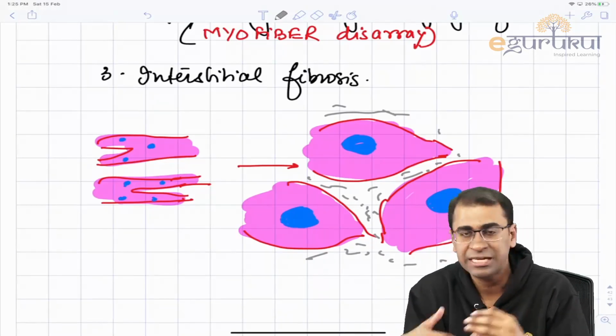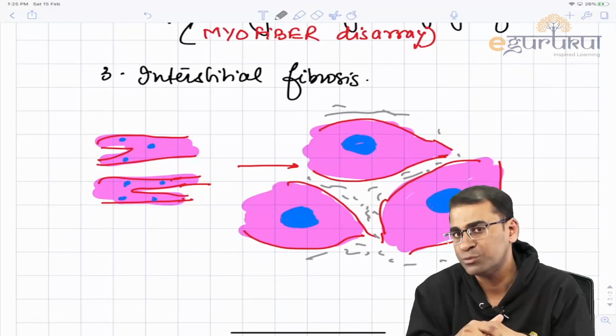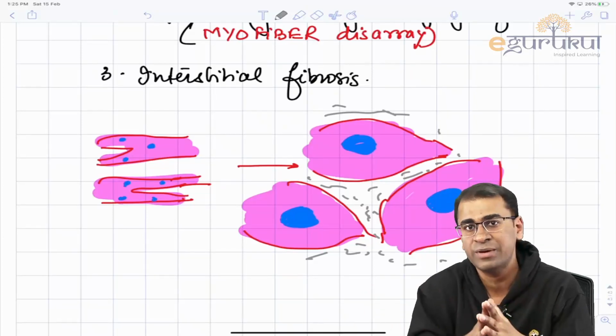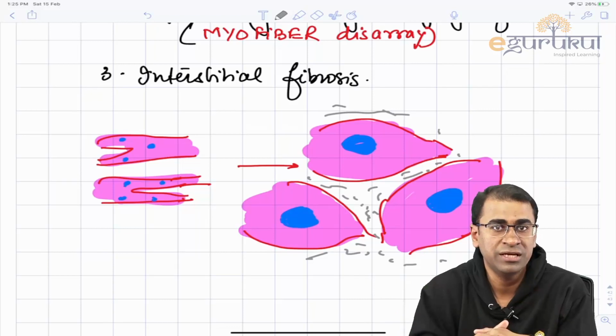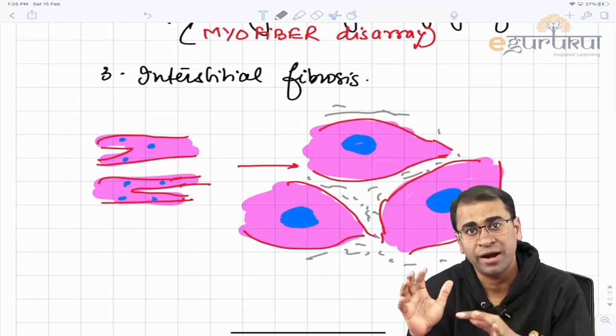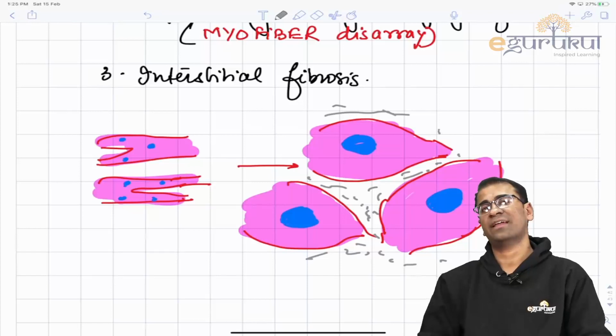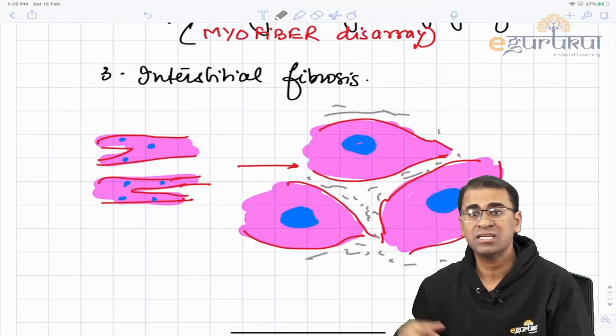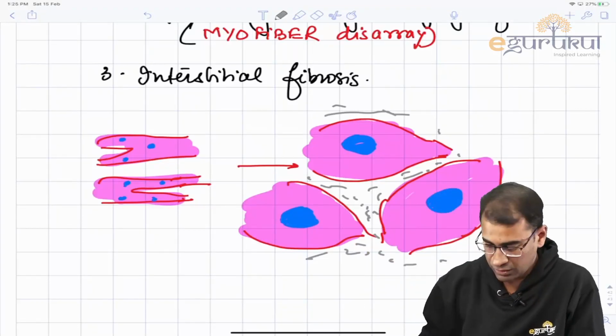stroke volume decreases, it may lead to various symptoms which may also lead to a severe ischemia in part of the heart, which may cause a sudden cardiac death. In fact, the most common cause of sudden cardiac death in a young adult, athletic adult, is hypertrophic cardiomyopathy.